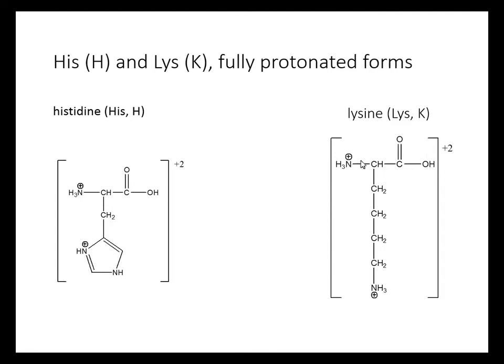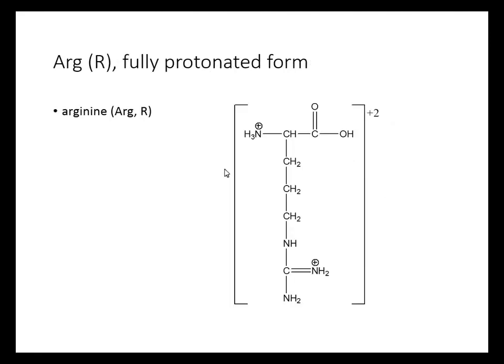The fully protonated form here is +2, as it is with histidine. And arginine's fully protonated form looks similar. The carboxylic acid, the ammonium, and down here, the guanidinium group, you have 4 bonds to this nitrogen and a positive formal charge. So the overall charge is +2.